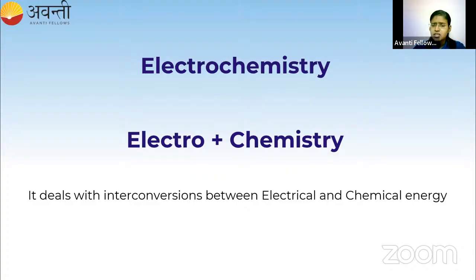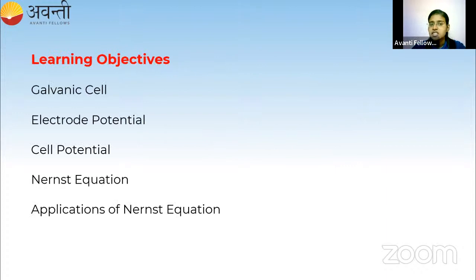In today's session, we are going to cover some topics. The first learning objective for today's session is the galvanic cell. The next is electrode potential, then cell potential, the Nernst equation and the applications of the Nernst equation. These are the target topics which I have taken to cover for today's session. Let me start with the galvanic cell.